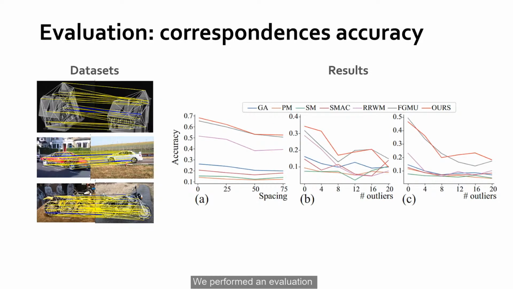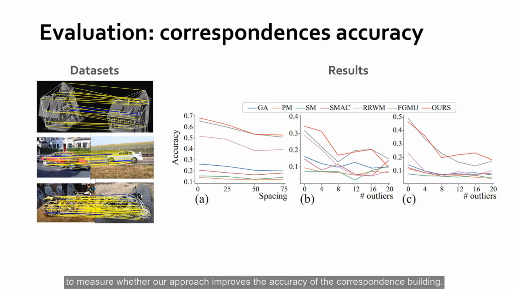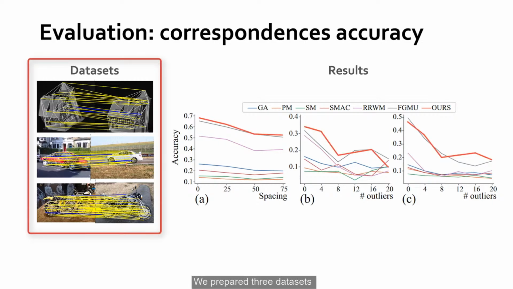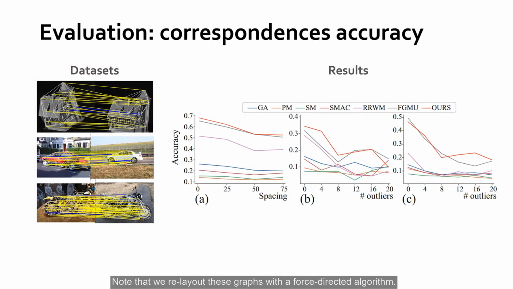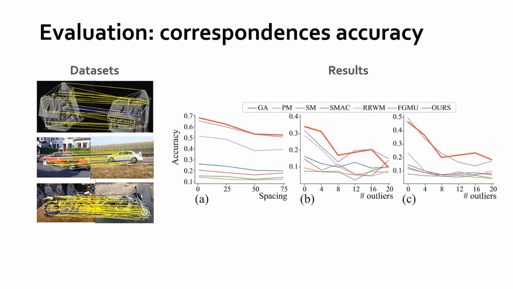We performed an evaluation to measure whether our approach improves the accuracy of the correspondence building. We prepared 3 datasets which are commonly used in testing graph matching methods. They contain several pairs of graphs with manually labeled correspondences. Note that we relay out these graphs with a force-directed algorithm. The result shows that our method performs best in most cases.